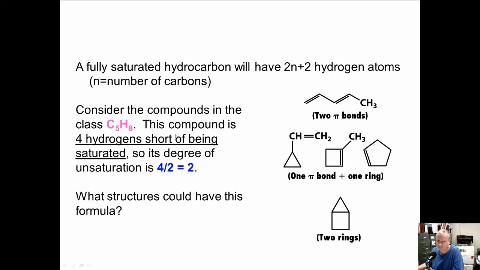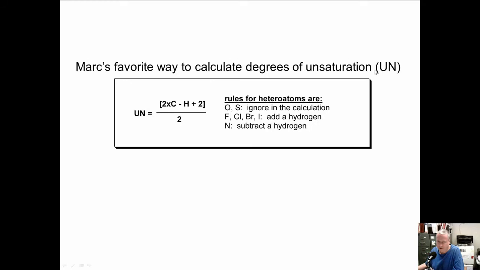So I have my favorite way of calculating degrees of unsaturation. If you have a printer, you might want to print this slide out. Remember, all the PowerPoints are on the website too, as a PDF file. So my formula, the Mark formula: UN is equal to (2 times carbon minus H plus 2) all divided by 2. For any molecular formula, it tells you the UN, degrees of unsaturation, very quickly. But there's three rules you have to consider before you use this formula. Oxygen and sulfur, you just ignore. Just pretend they're not there.